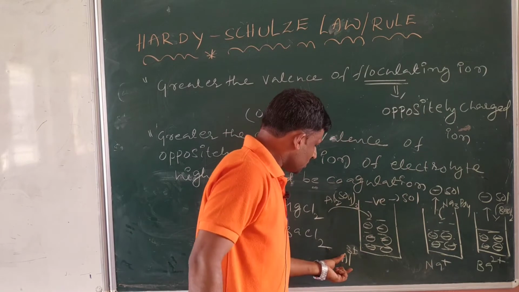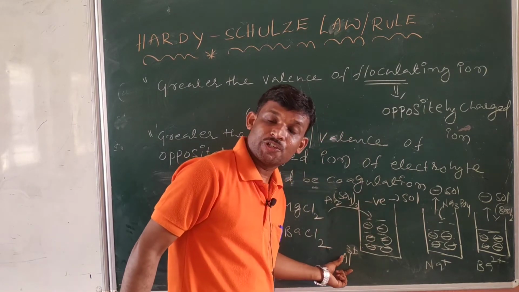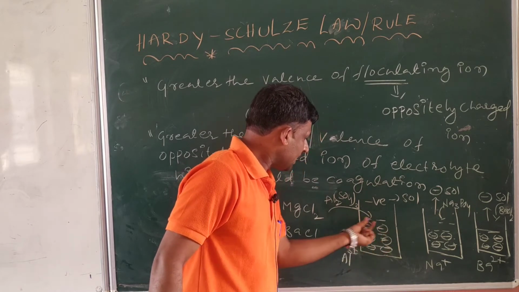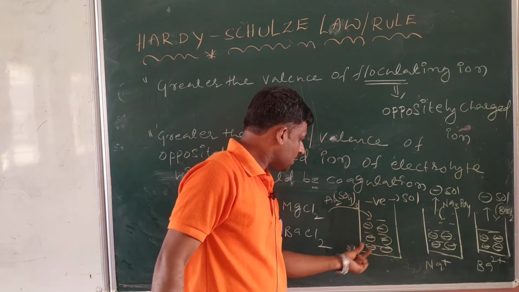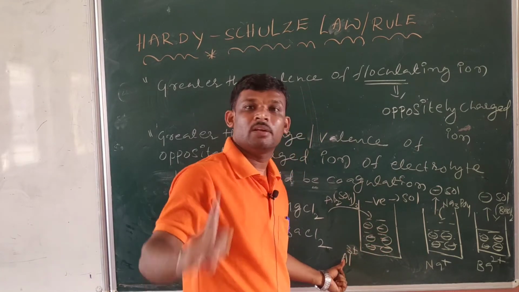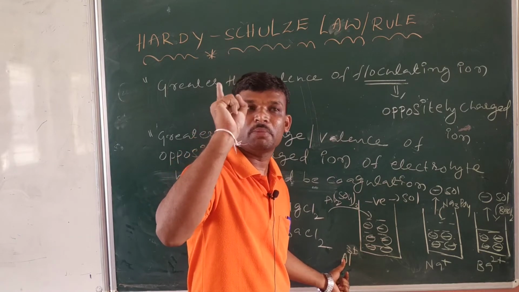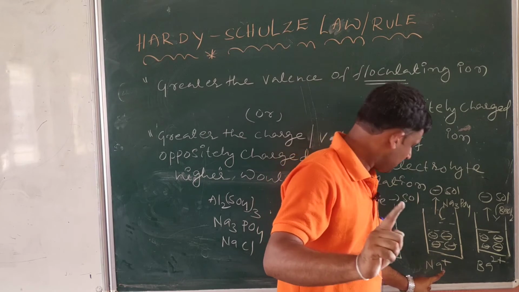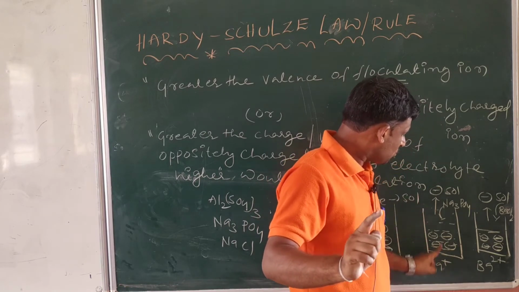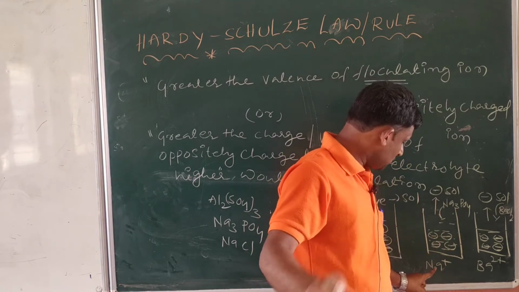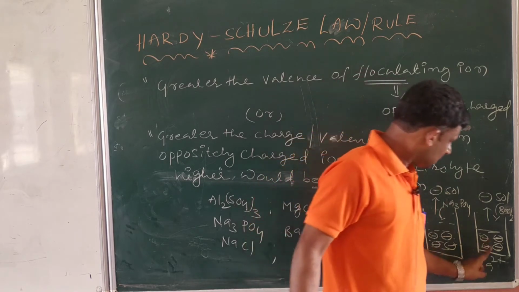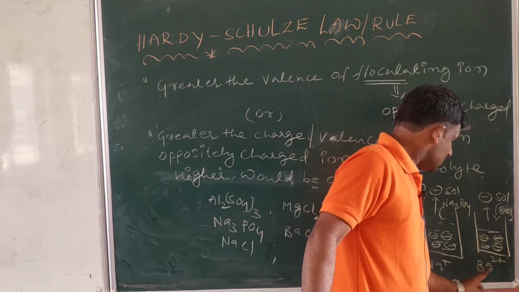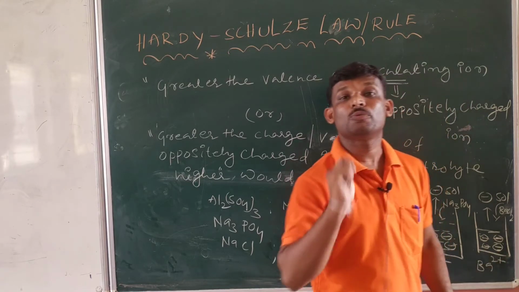Generally Al has the higher charge, greater valence. When the valence is greater, at a time 3 negative particles can be precipitated by 1 Al plus 3. Are you getting my point? In the case of Na, only one negative particle can be neutralized by 1 Na plus. In this case, 2 negative sol particles can be neutralized by 1 Ba2 plus.